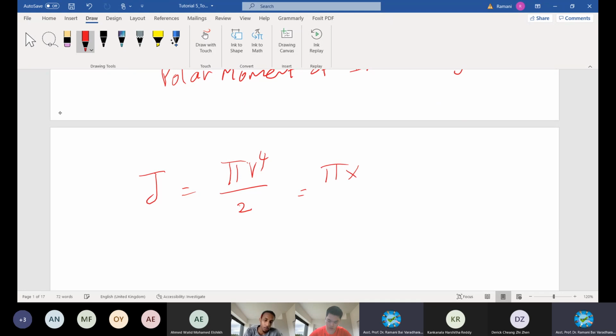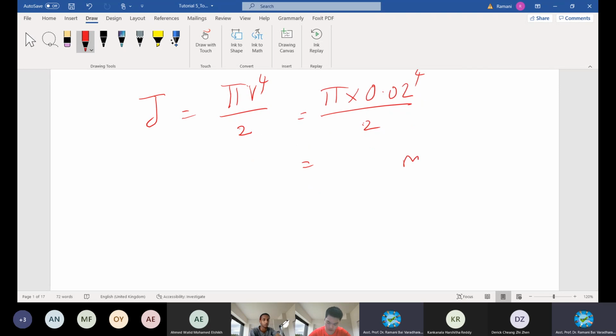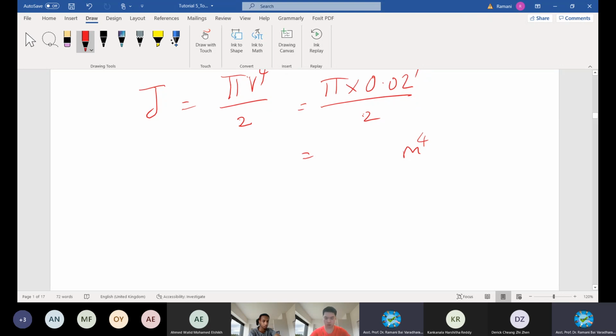Can you give me the answer, please? What is the diameter? Diameter is 40 mm. Radius will be 20 mm. Can you give me the answer, please? Kosar, still your turn is not over. What is the polar moment of inertia? What is the unit for moment of inertia? mm to the 4 or meter to the 4. Already converted to meter, so meter to the 4.